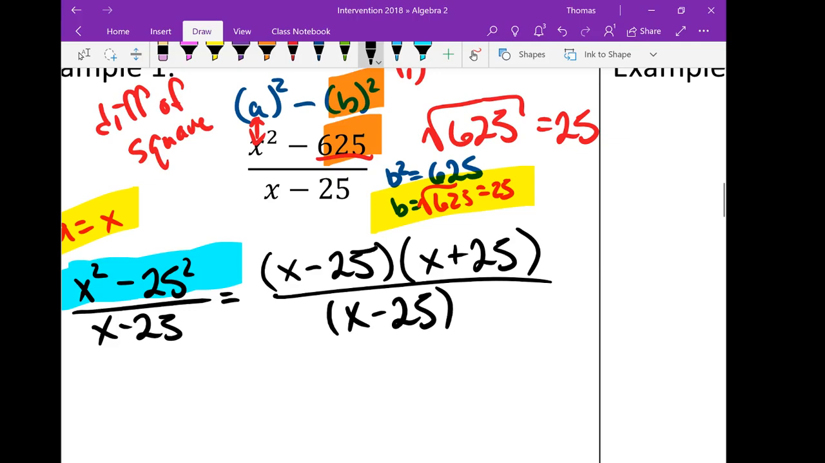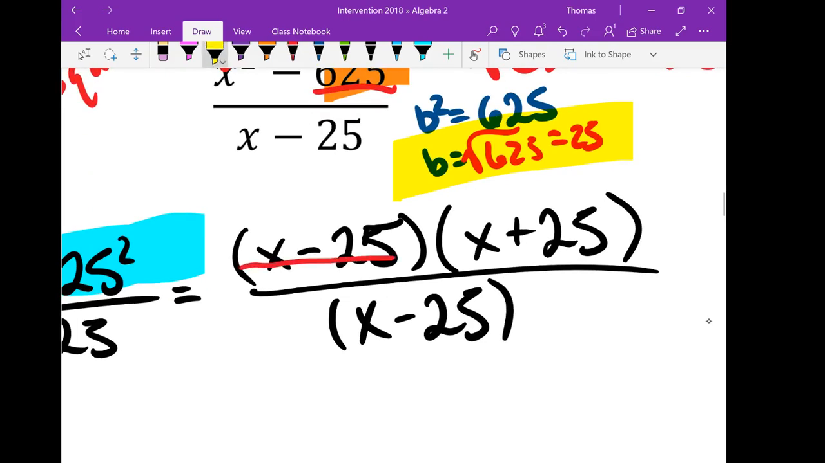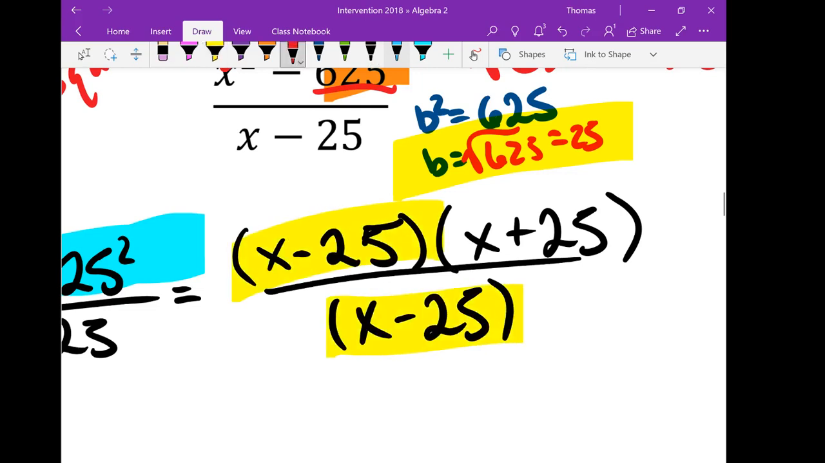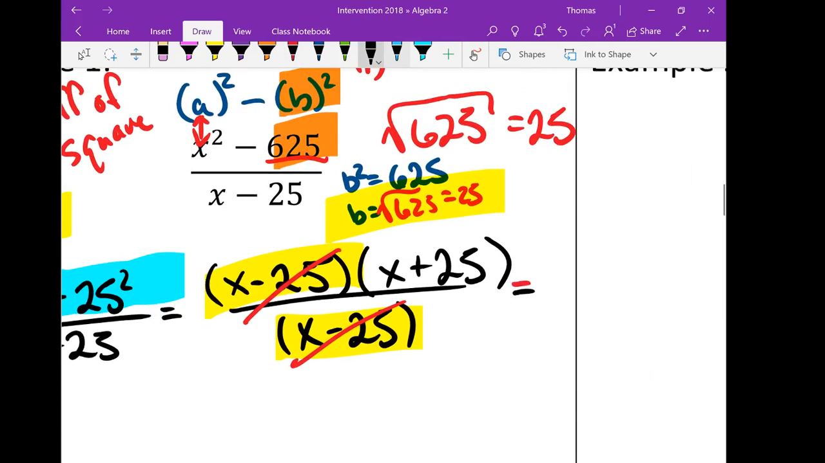Now there should be something here, sorry, the 25 is a little sloppy. There should be something here that simplifies. On the top, we're multiplying by x minus 25. And on the bottom, we're dividing by x minus 25. Well, those are inverse operations. When we have inverse operations, we can cancel one on the top and on the bottom. And then we should just be left with x plus 25.